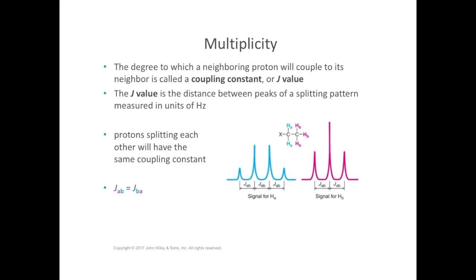The degree to which a neighboring proton will couple to its neighbor is called the coupling constant, or the J value. And this is the distance between the peaks in a signal, and it's measured in units of hertz. And protons that split each other will have the same coupling constant. So HA couples to HB with the same coupling constant that HB couples to HA with. So if we look at the quartet and the triplet, these coupling constants are all identical.